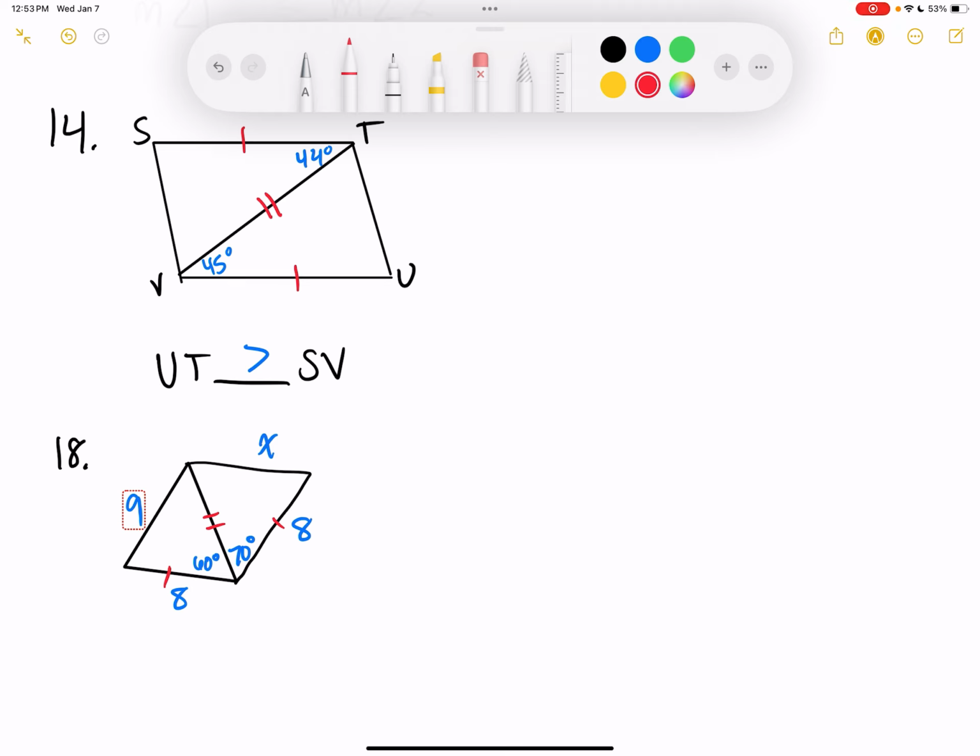It's an inequality. It just has to be greater than 9. It could be 9.1. It could be 100. We don't know. It just has to be greater than 9. So all we would say is that the answer is x is greater than 9.